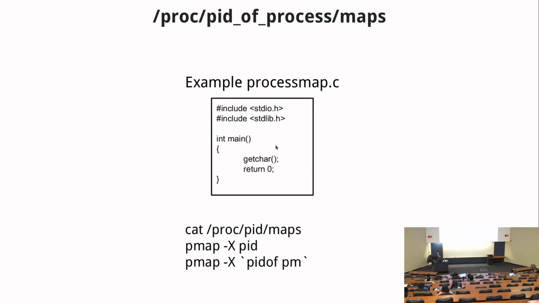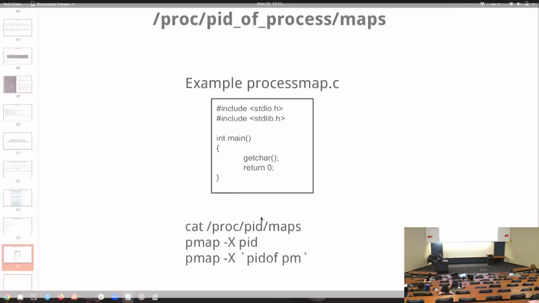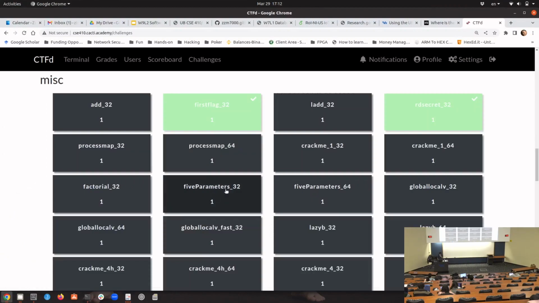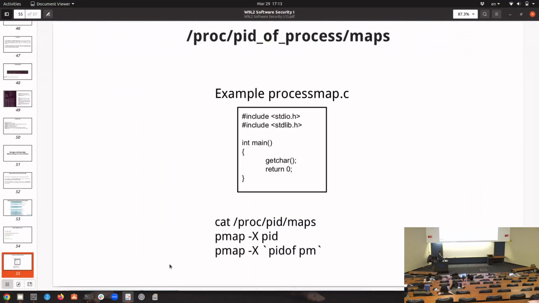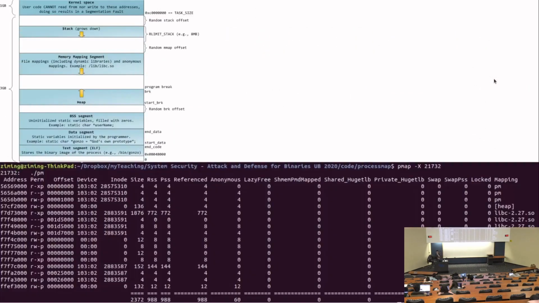I also wrote a very simple program to show you the memory map of a Linux program. This program doesn't do anything. It just waits for your one character input, then executes and exits. But it shows you the memory map. You can do this on the server. I think on the server we have a program like this called process map, 32-bit and 64-bit. Here I will just show you what I have on the slides.